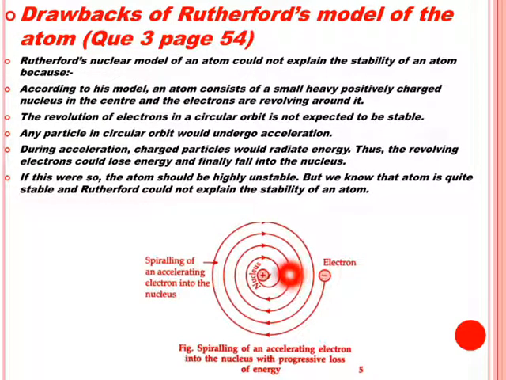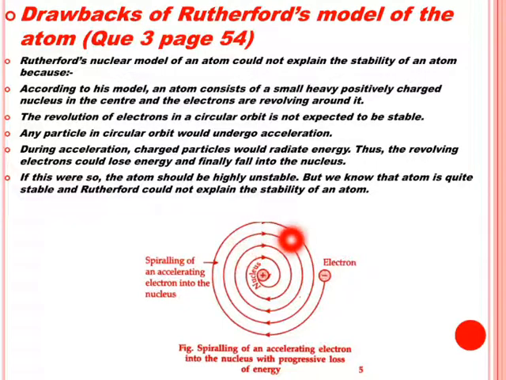Students, any particle in a circular orbit would undergo acceleration, and during acceleration, charged particles would radiate energy. So the electrons that are revolving around the nucleus could also lose energy, and after losing their energy, they could finally fall into the nucleus. If this were so, the atom should be highly unstable. But we know that an atom is quite stable.